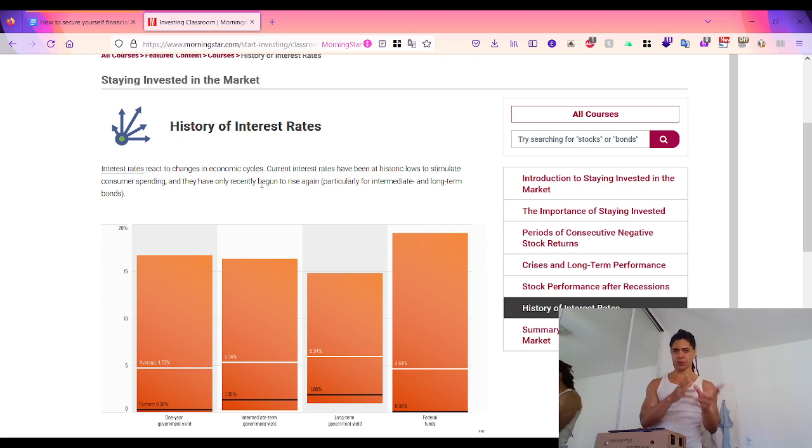The Fed also oversees the national banking system, creates monetary policy, prints money, and buys and sells government securities. So the Fed tries to regulate the federal fund rate by buying and selling government securities in the federal open market.